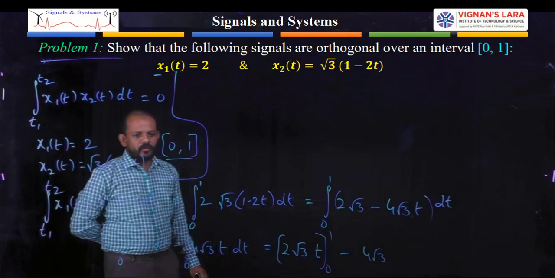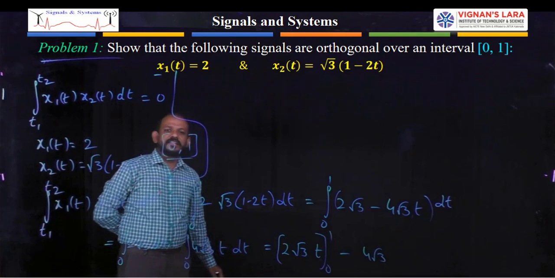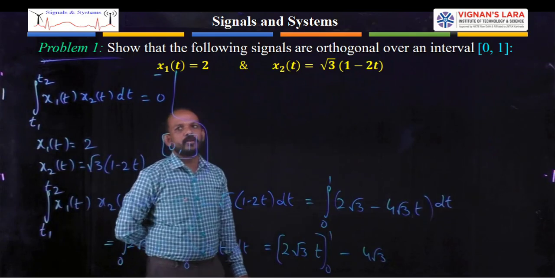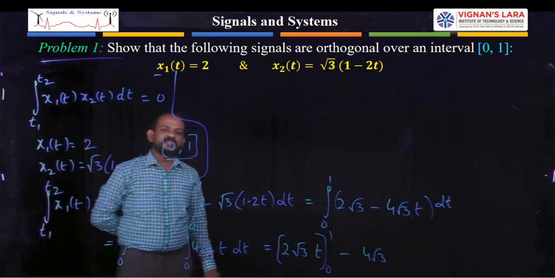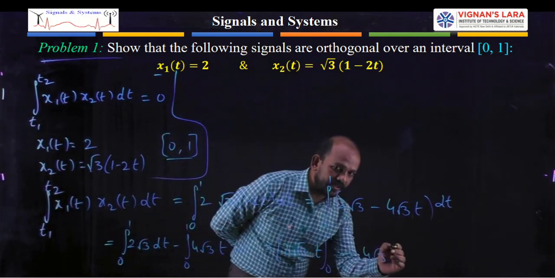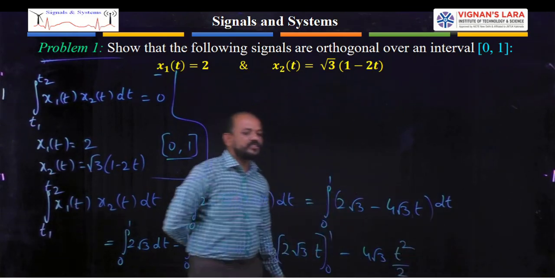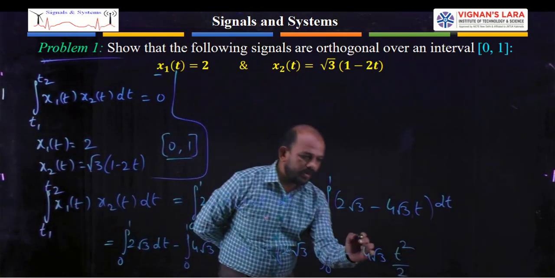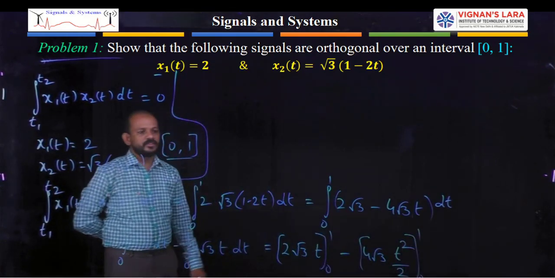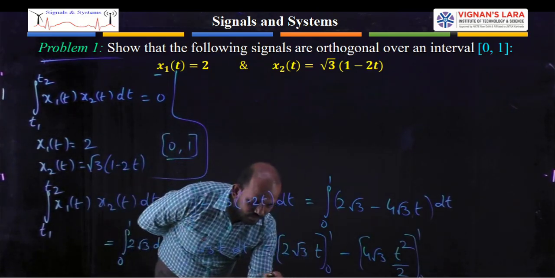Now, what is the integration of t dt? Integral t dt is t square by 2. So, integral of x to the power of n is x to the power of n plus 1 by n plus 1. So, integral t dt is t square by 2. What do we do? We have to apply the limits 0 to 1.